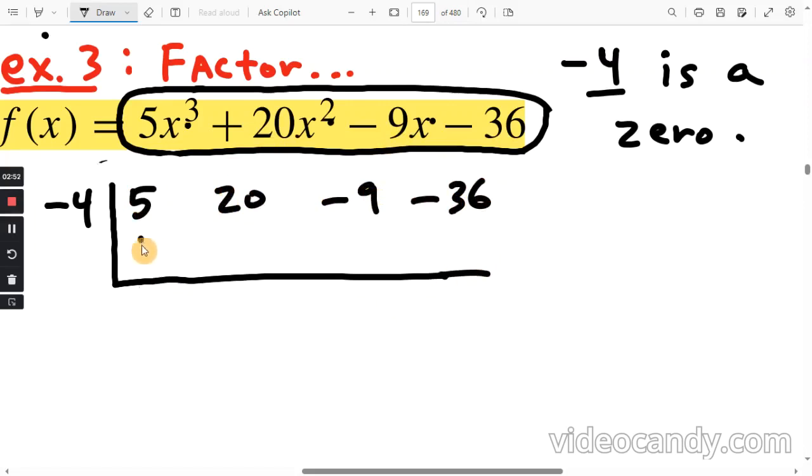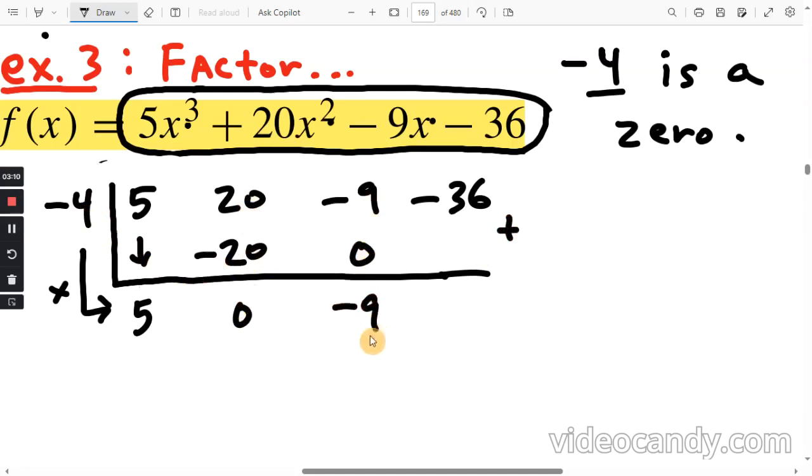All right, bring down the first term. That's a 5. And multiply. -4 times 5 is -20. And we're adding vertically, adding these, that's 0. -4 times 0 is 0. Adding vertically, that's -9. -4 times -9 is +36. This right here is your remainder.